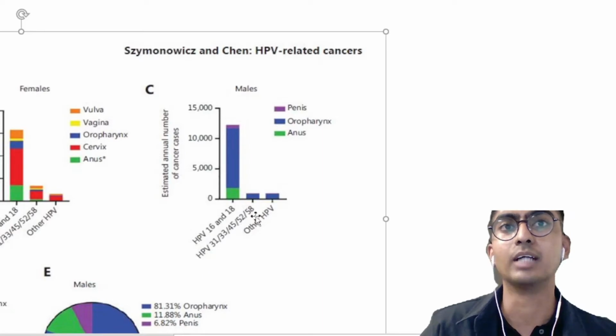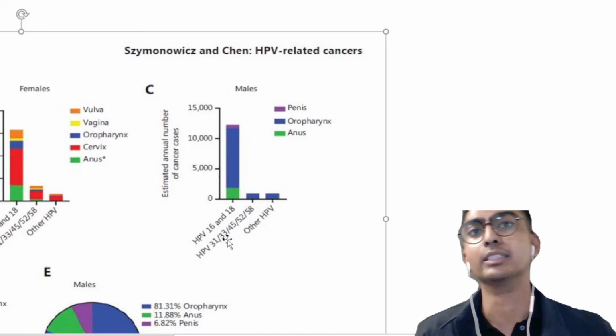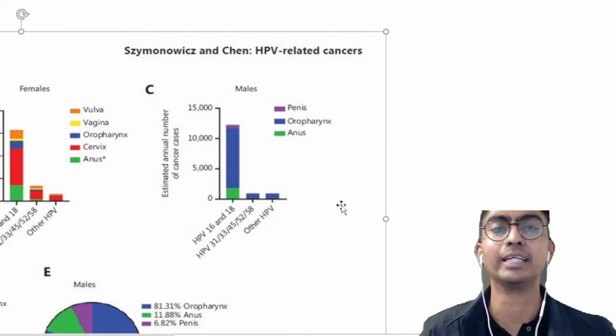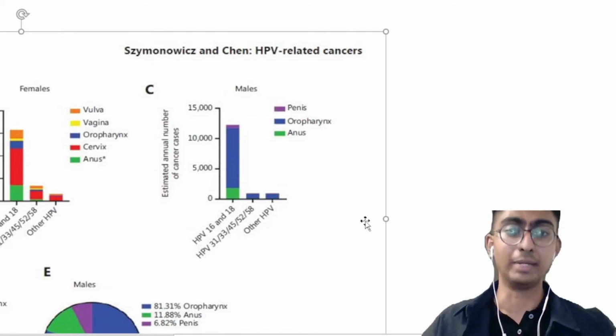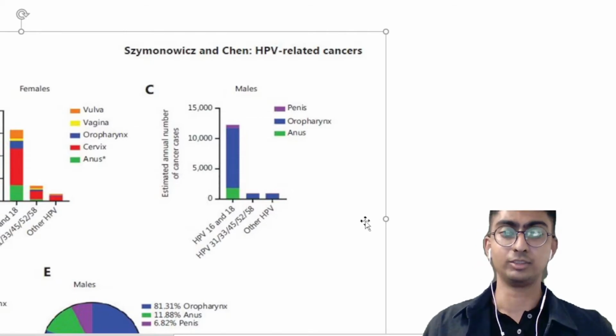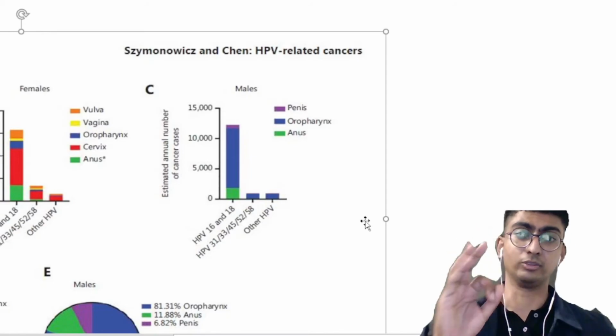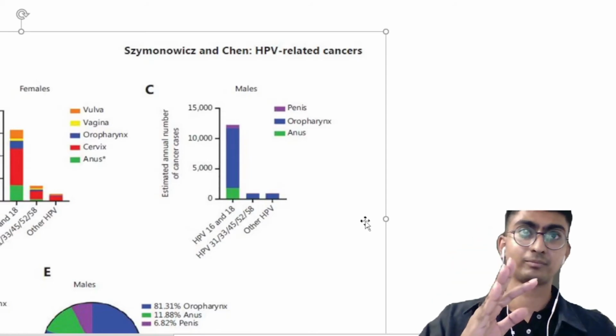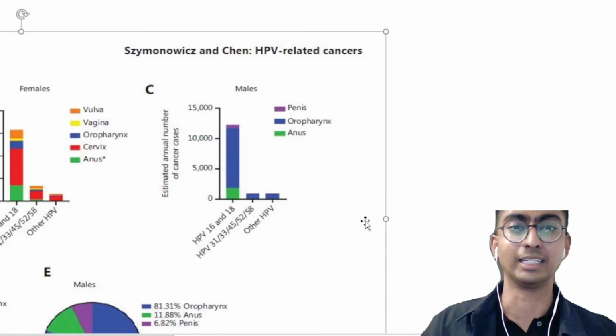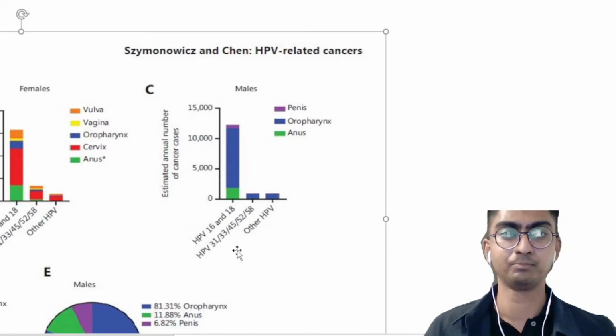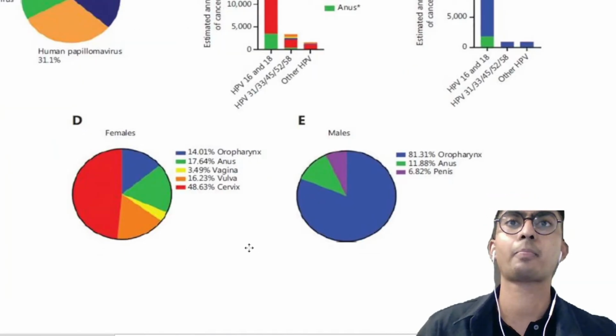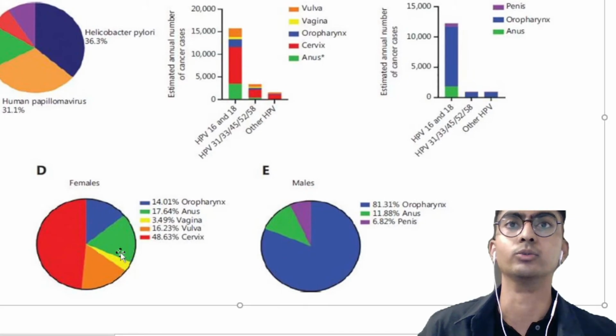And the other low risk strains, 31, 33, 45, 52, 58, other strains also may cause these cancers in men, generally three: penile, oropharynx, or anal. But oropharynx cancer is the most common one that we see in males. So these two pie charts are reflecting these two bar charts.